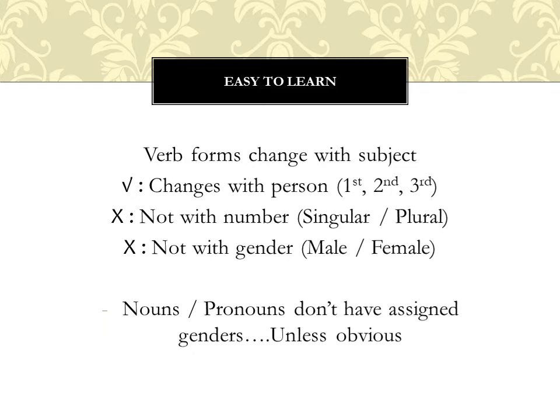Also, the nouns and pronouns do not have any assigned genders, unless obviously, for example, father or brother, they obviously have a gender. But if I say friend or child or computer or table, those things do not have any assigned genders and they will be treated with neutral gender forms.